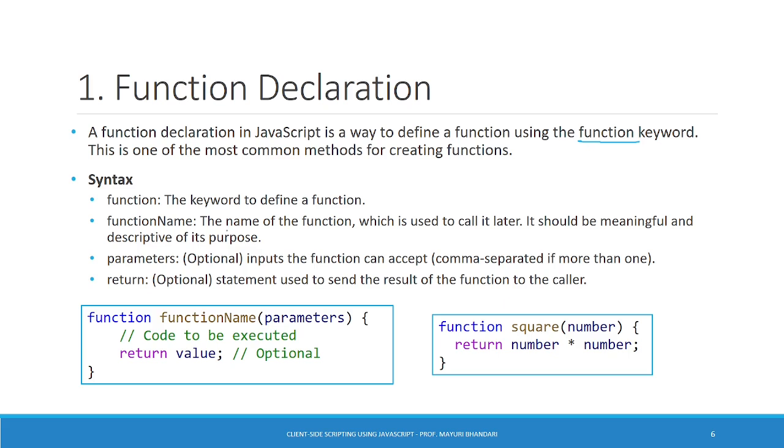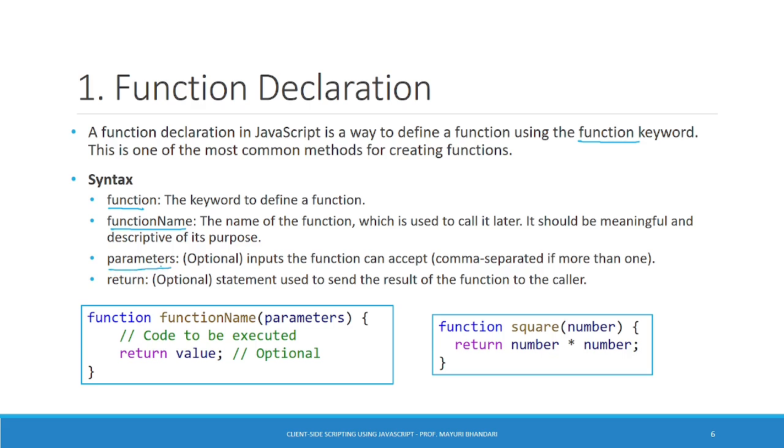Let us begin by looking at the syntax for declaring a function. It starts with the function keyword. This keyword is used to define a function. Function name. This is the name of the function which is used to call it later. Make sure to pick meaningful names that describe what the function does.